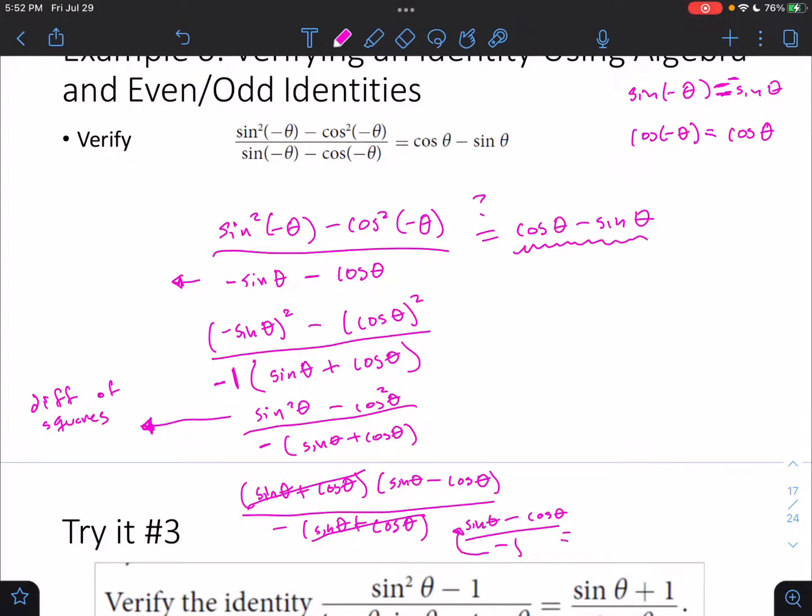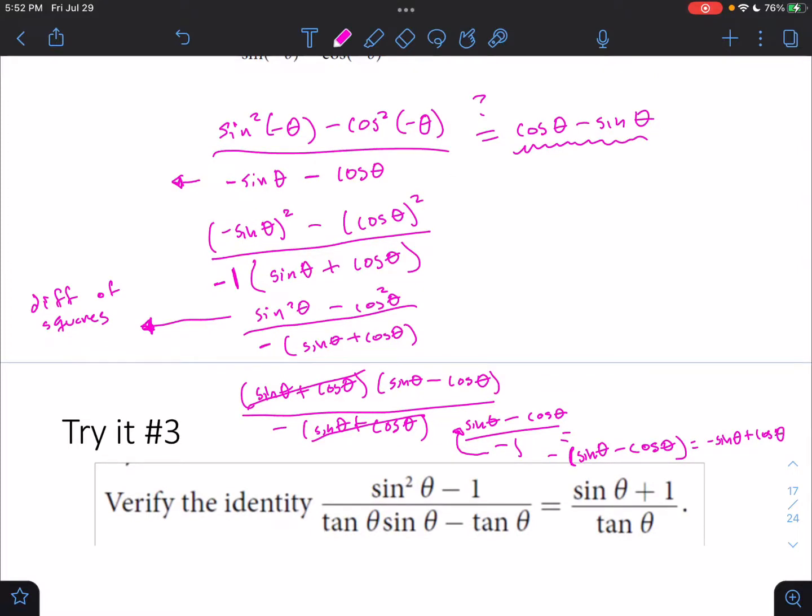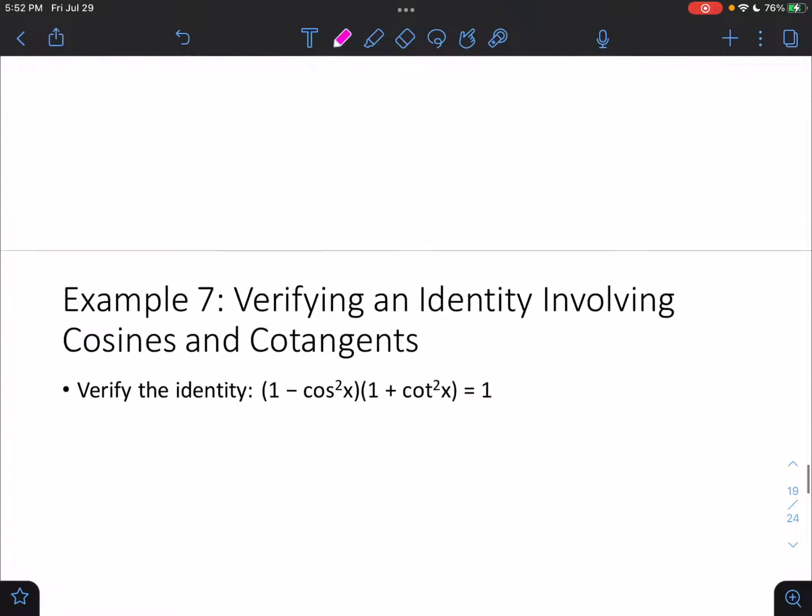So now this is the same as negative parentheses, sine theta minus cosine theta. And once I distribute it, so I'm sorry I'm going down over here, it gives me negative sine theta plus cosine theta. And I know it does not look exactly the same, but now I have proven that these two are equal. Again, the cosine is positive in both, and the sine is negative in both. All right, let's keep going.